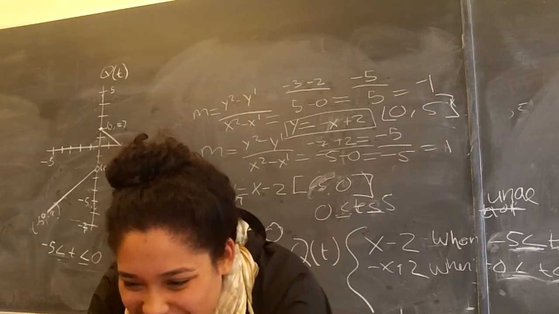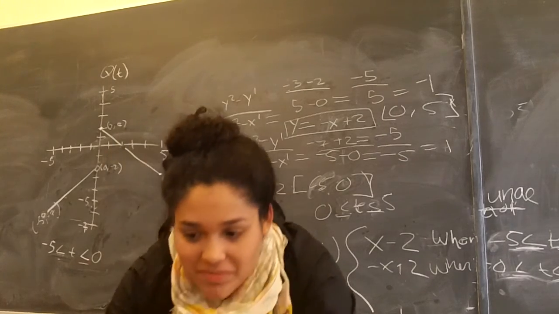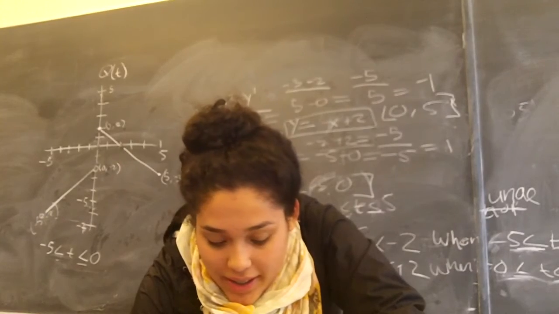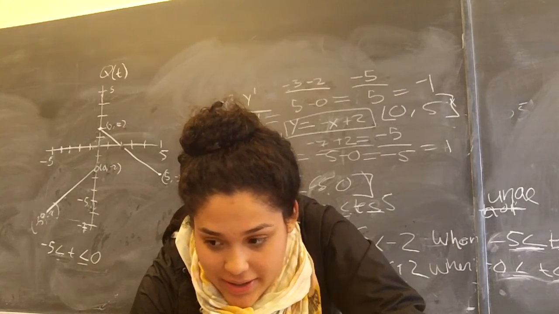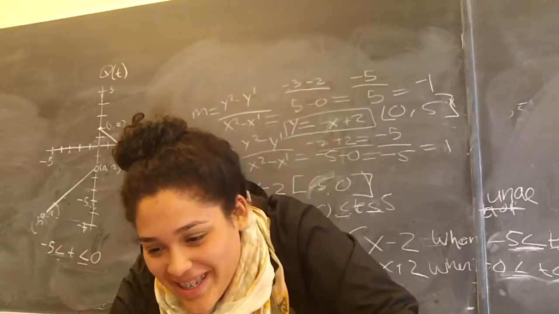Wait. Are you sure? Wait, hold on. Wait, let's check every single one. Okay. So you want to have T minus 2. Okay. Good. And then you want to have negative 5 and 0. Okay, and then the 0, and okay, that one's fine.